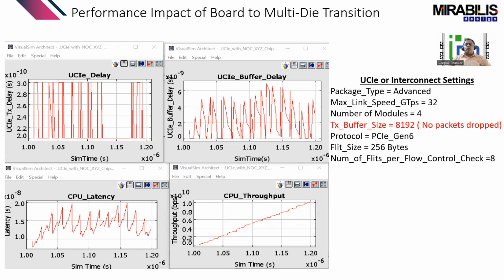When you have interconnects, you obviously have a lot of standards, and these standards lead to a lot of parameters that can be tuned to create your customized version. Similarly with UCIe, you have package type, which can be standard or advanced. You have a maximum link speed of 32 gigatransfers per second, but there are slower transfers as well. You can have a maximum of 4 modules. You can have transmitter and receiver buffers. You can have the kind of protocol you would need on the interconnect inputs. And of course, the most important thing is flit size and the flow control between the flits.